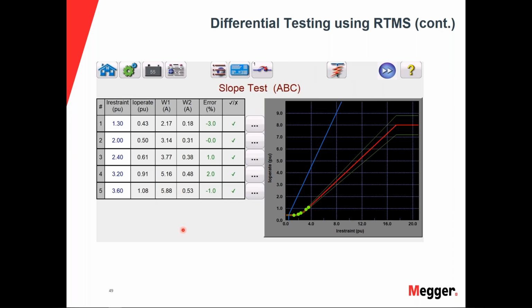The slope test, again, like we went over it before, we'll do it again, is the restraint and operate. We're actually holding a restraint value here, and then we're actually increasing the operate current to make sure we're in tolerance of the percent slope. And on this particular software program, you can just select these dots. You can just click on this actual slope, and we'll actually populate these points for you. So it's very easy, very user-friendly to set it up using RTMS software.